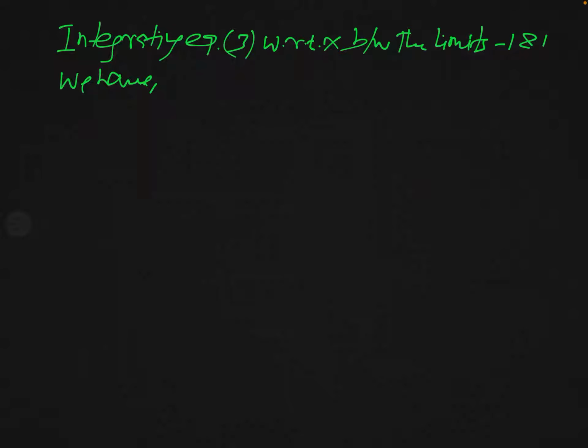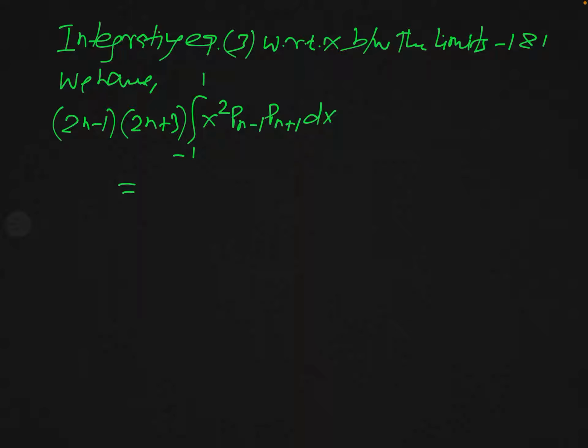This will be simply, in LHS there is the factor 2n minus 1 into 2n plus 3, and this is a constant factor, so we will take it outside of the integral, and integral minus 1 to plus 1 x square into Pn minus 1 into Pn plus 1 dx, and this will be equal to what?